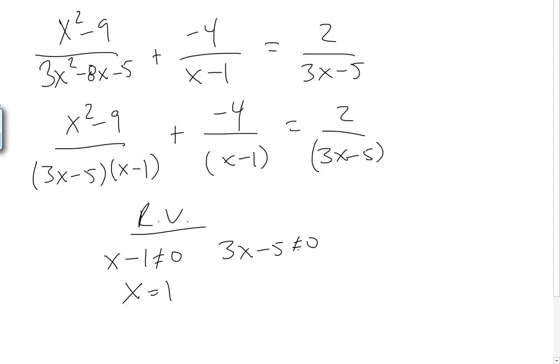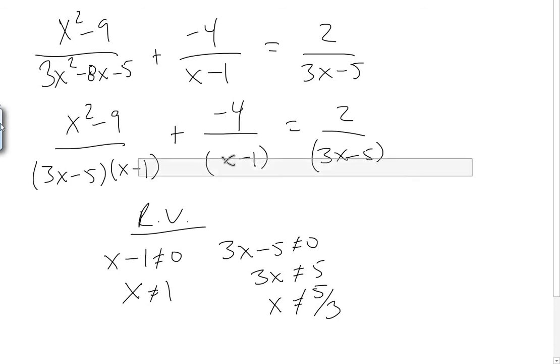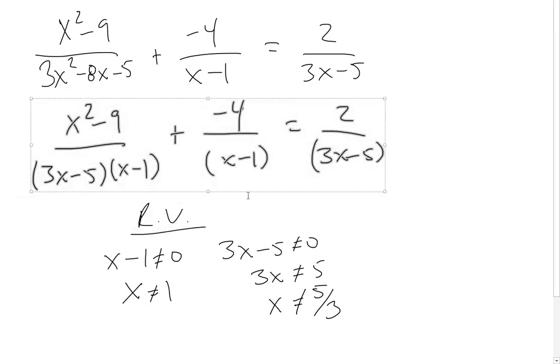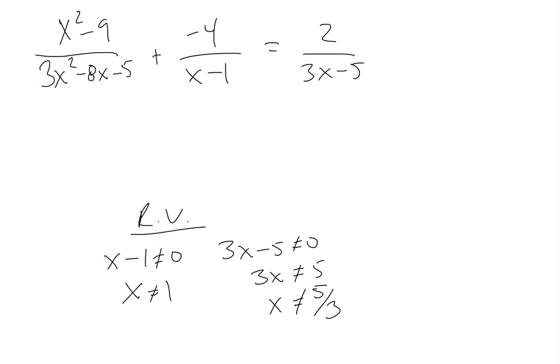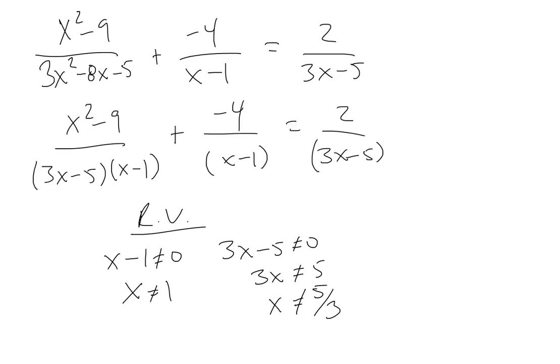x can't equal 1, and if I add the 5 over on the right, I get 3x equals positive 5. Divide both sides by 3, you get that the other restricted value is 5/3. So there are 2 restricted values. I'm going to copy this and drag it to the other page to start the problem over again.